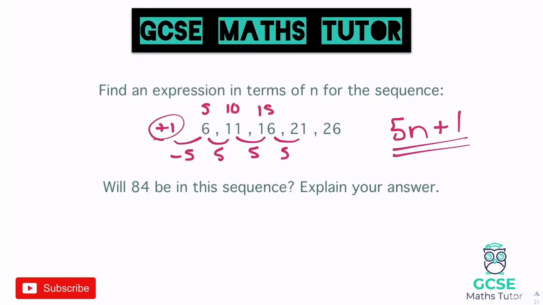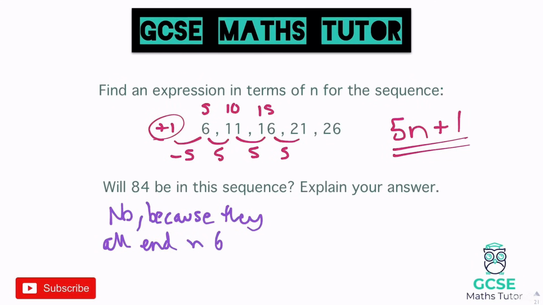So if you have a look at all these numbers, 6, 11, 16, 21, 26, they all end in 6 or 1. So I would be able to say no, because all the numbers end in 6 or 1. Okay, so that's option 1. There is another way, because it might not be that there's a pattern, so my second option is I can actually just make an equation.